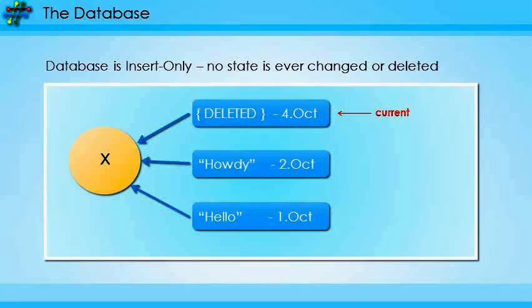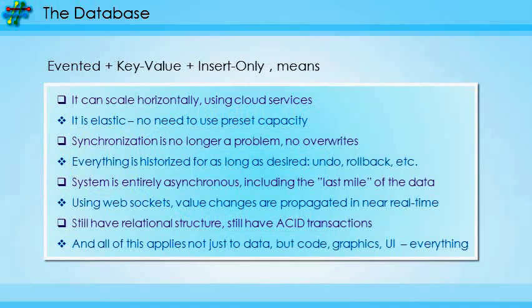And the database is also insert only. So when you create a value of X as hello, and then change it to howdy, and then delete it, those are 3 different actions, and they're all stored. It just finds out which one is the current value based on it's the most current one. And this combination is kind of interesting because it can do this list of things. It can scale horizontally using cloud services. I know it's a lot of buzzwords, and I don't like that, but it seems to me a bit true.